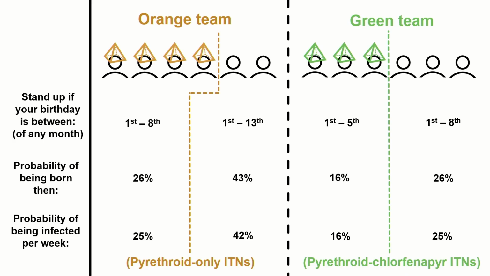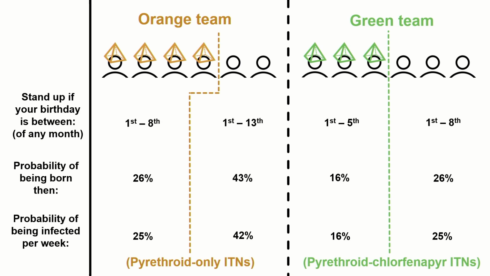But broadly speaking, if everything had gone to plan, had everyone had a nice distribution of birthdays, there should be more people infected on this side of the room with more nets than the lower coverage of chlorfenapyr nets over there. And I have to emphasize, I've not totally made up those numbers. I did try and roughly make them realistic. But yes, hopefully that helps show some key important things.